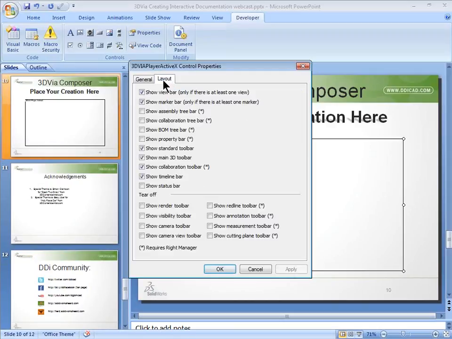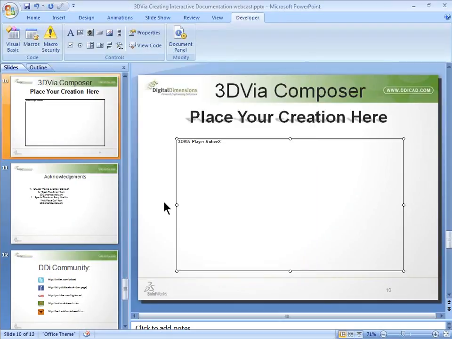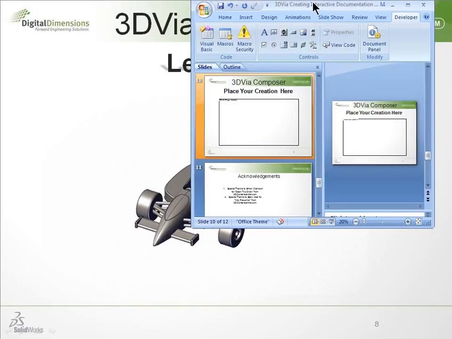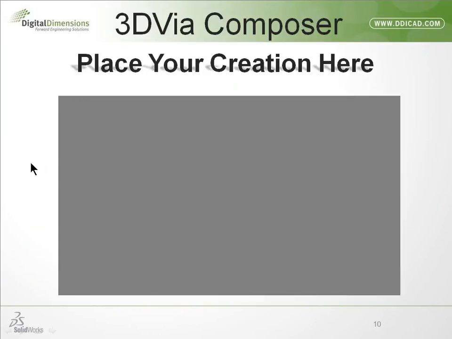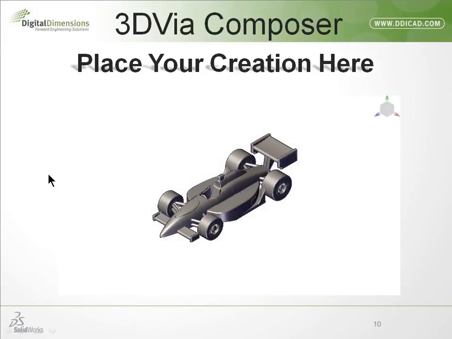We also have the ability of controlling some of the layout settings here. So I'm going to turn off a few items that I don't need. Yeah, that looks good. Okay, so we're going to apply. Now, when I go back into my PowerPoint, let's go to the next slide. Now I have that embedded player with the animation that we just created.